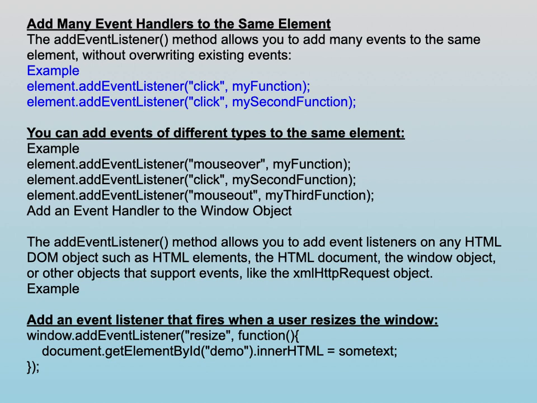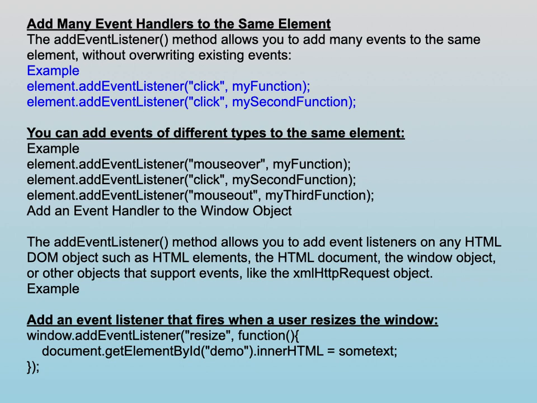The window object is out of our scope of the syllabus, but you can add an event handler to the window object. The addEventListener method allows you to add event listeners on any HTML DOM object such as HTML elements, the HTML document, the window object, or other objects that support events like the XMLHttpRequest object. One example is given here. Add an event listener that fires or executes when a user resizes the window. So window events mean resizing the window, minimizing the window, etc.